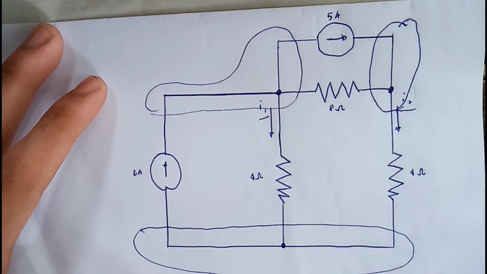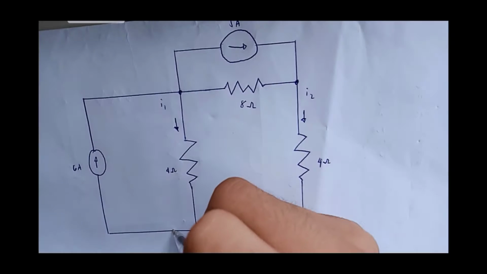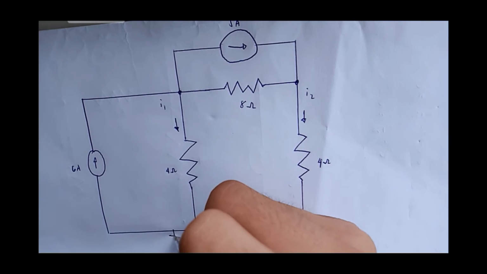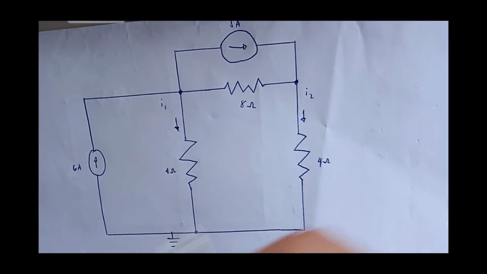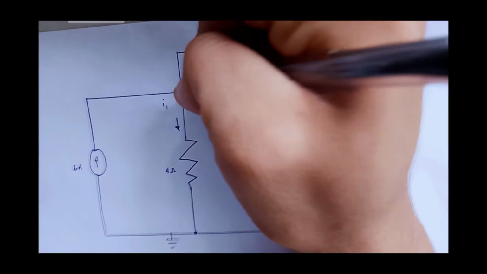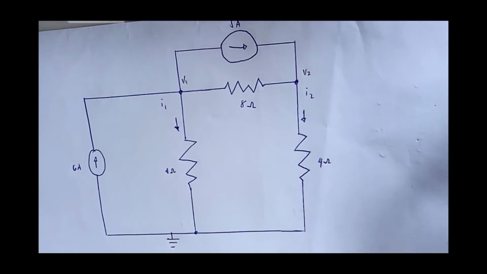Now we need a reference ground node, so I am going to pick the bottom node. I am going to draw a ground symbol on the bottom. The next step is to assign node voltages. Let's get V1 and V2.